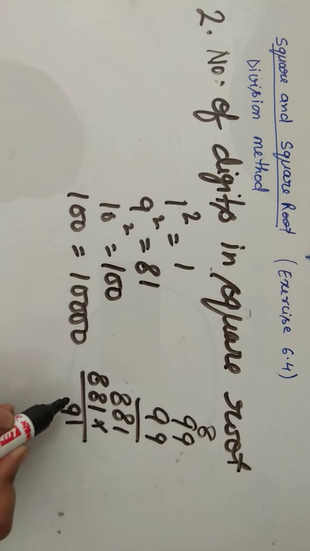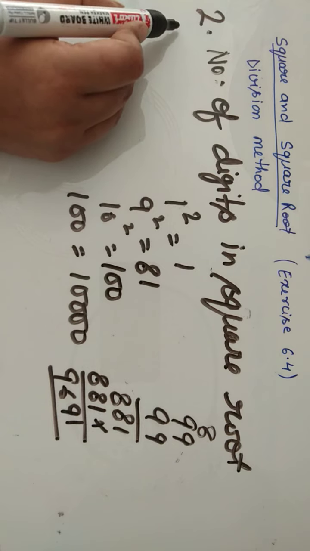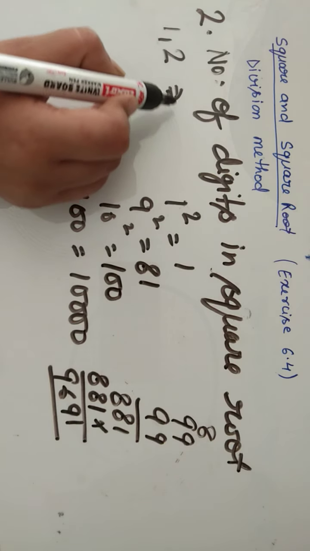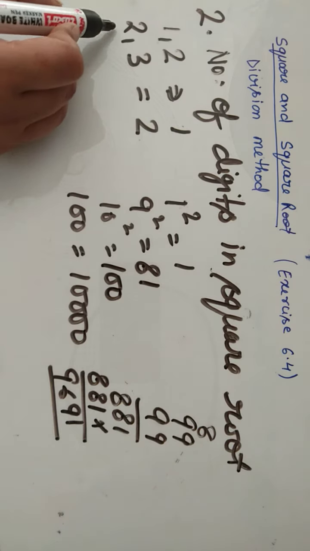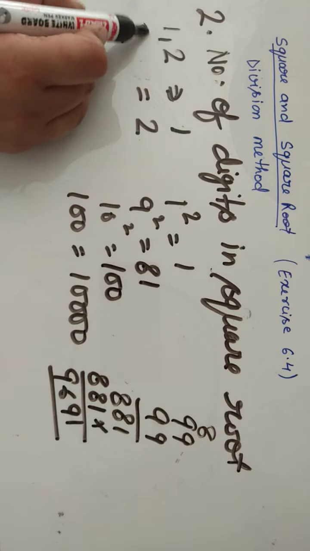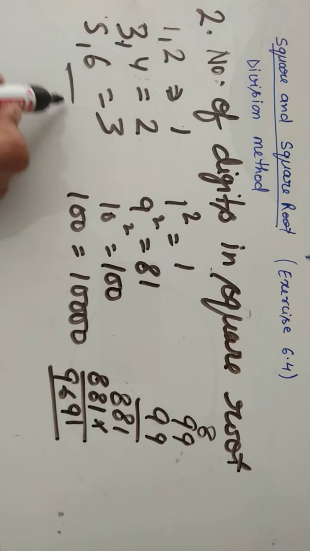Okay, just check it, we are getting that one. So in this, if it is 2 we are having 4 digits, if it is 3 we are having 5 digits. So this process will be continuous. How? For 1 or 2 digits, the digit in the square root is 1. For 3 or 4 digits, digit in square root is 2. For 5 and 6 digits, digit in square root is 3. So this process will be continuous. Okay, so this is all regarding the number of digits in the square root.